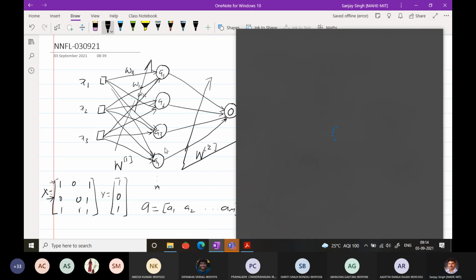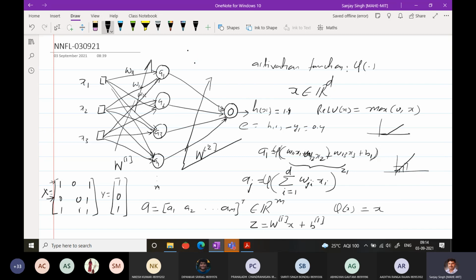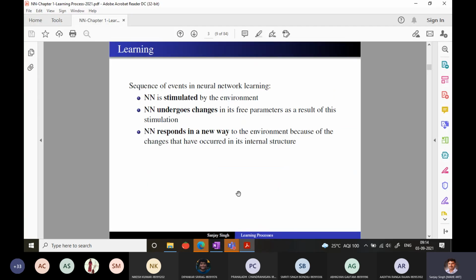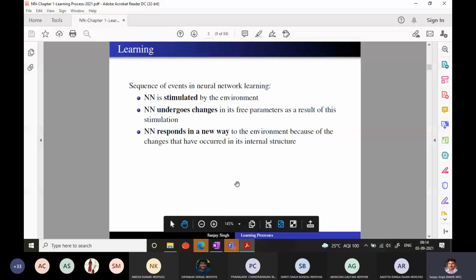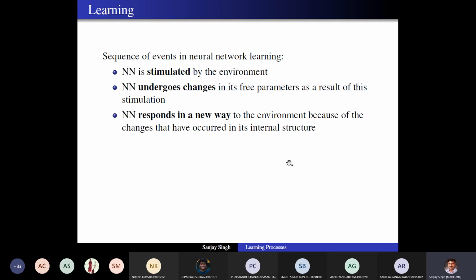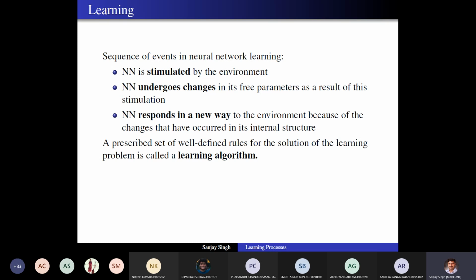This will be more familiar when we talk about MLP. So just hold on till that time. At least I wanted you to have an idea, and it should not be a superficial idea. You should have a very concrete understanding, oh man, this is how it works. I'm looking for that kind of understanding, not a shallow understanding. Now, once we have this, a prescribed set of well-defined rules for the solution of the learning problem is called a learning algorithm.